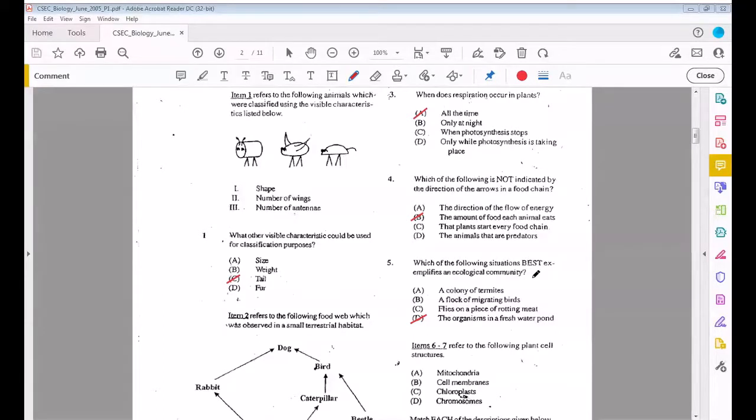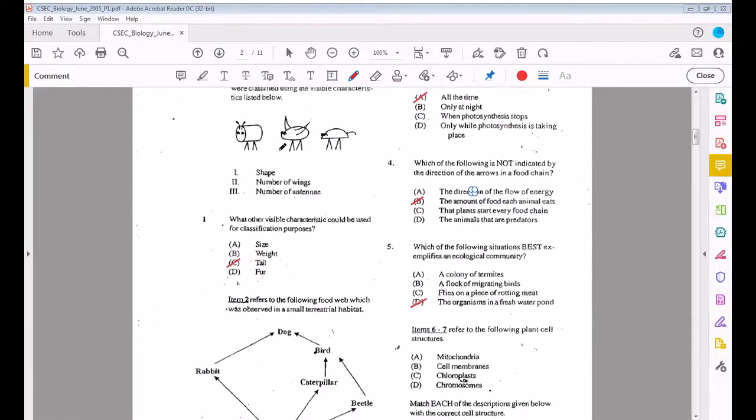The answer is C, which is the tail. Size wouldn't be it. The weight, we don't know the weight. Fur, we do not know if they have fur. So the answer would be the tail because one has a tail while the other two don't.